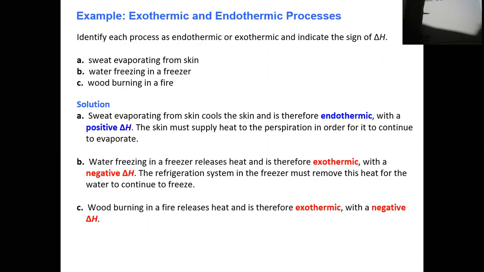For wood burning in a fire, this hopefully is the most straightforward one. The process of burning is always going to release heat. The release of heat is by definition exothermic, which would also have a negative delta H value.